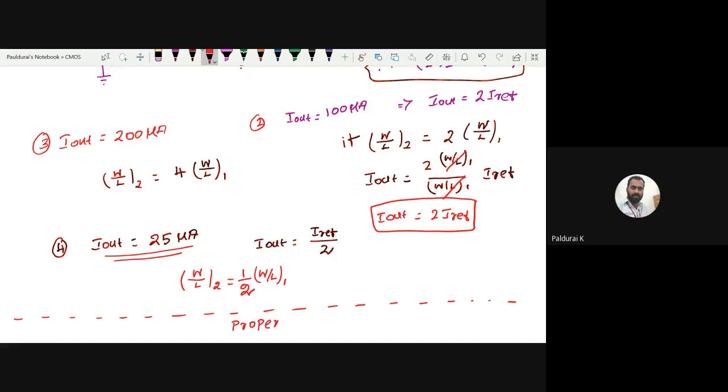Proper scaling. Actually, what are we doing? Here we are scaling the width to length ratio of the second transistor. Here I say half, here I say 4 times, here I say 2 times.